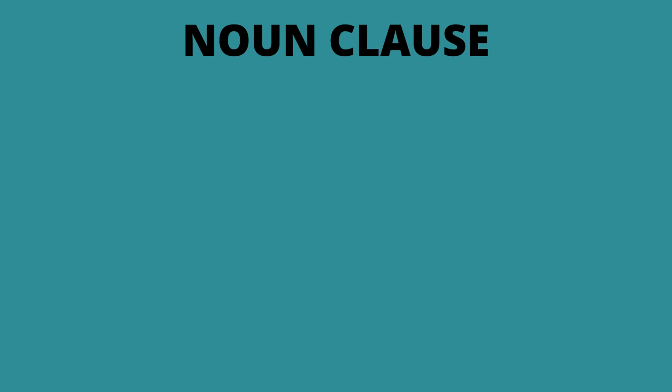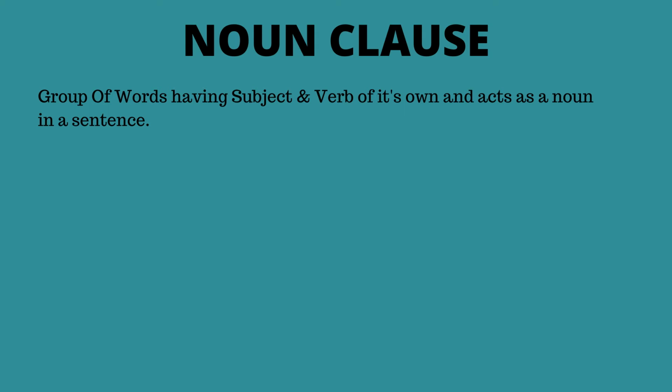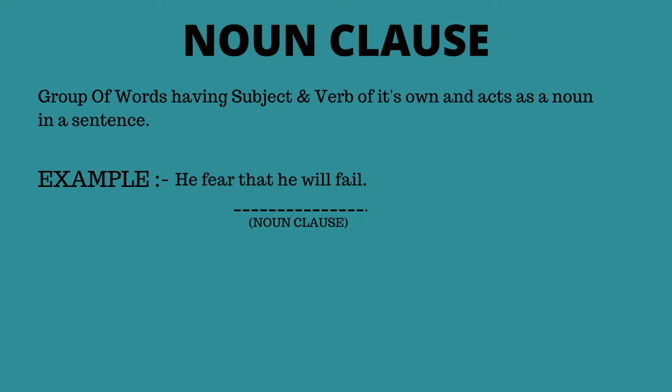Noun clause. It is a group of words having a subject and verb of its own and acts as a noun in a sentence. Let's understand with an example. He feared that he will fail, where that he will fail is a noun clause, where he is the subject and fail is the verb. The whole clause, that he will fail, is acting as an object for the word feared.